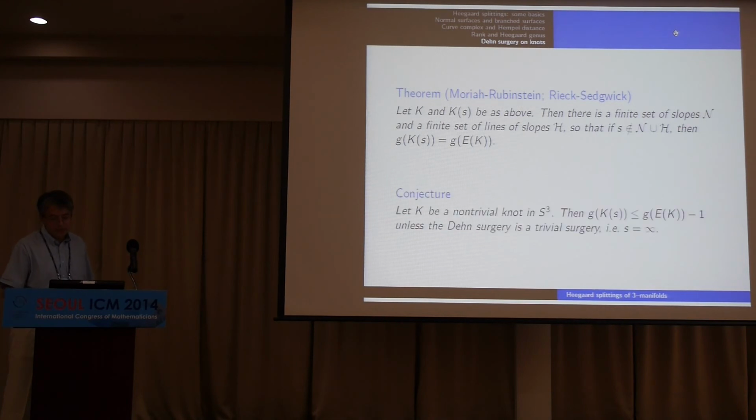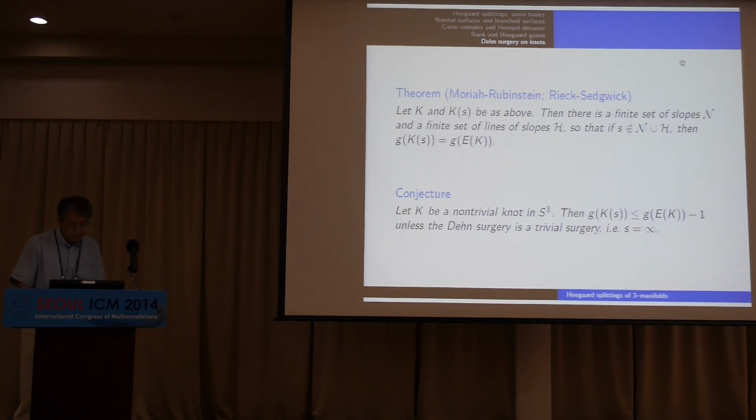And actually, there are a couple of questions. The Gordon-Luecke theorem shows that although the trivial surgery basically reduces your manifold back to S3, for other surgeries it does not reduce your Heegaard genus. And this is a conjecture of Cameron Gordon. It says that for a knot in S3, for any nontrivial surgery, the Heegaard genus does not decrease by 1.